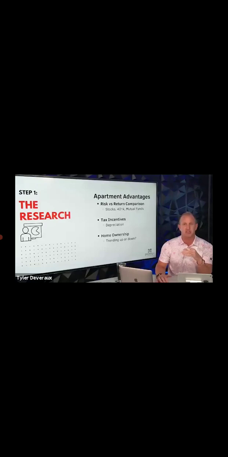How to talk about bonus depreciation. And that's a huge trigger word. Tax incentives is a huge trigger word for your investors. Home ownership, the percentage of owner-occupied units, right? Is it trending up or down? If the percentage of owner-occupied units is decreasing, well, then the percentage of renter-occupied units is increasing, which obviously shows increased demand for our product.